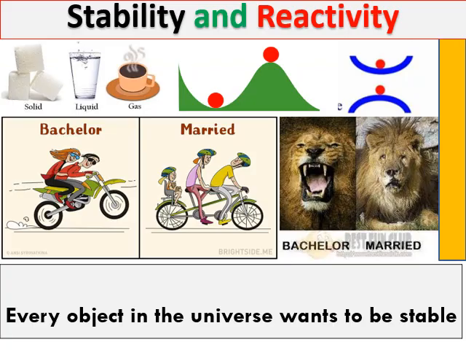So what is stability? The state of being resistant to change is called stability of an object. And what is reactivity? The ease of involvement in a reaction is called reactivity of a compound in chemical terms.